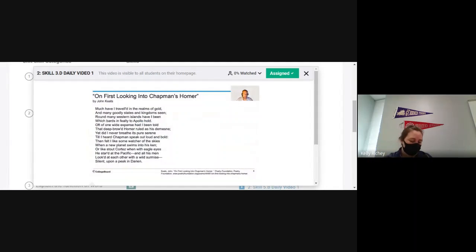Much have I traveled in the realms of gold, and many goodly states and kingdoms seen. Round many western islands have I been, which bards in fealty to Apollo hold. Oft of one wide expanse had I been told, that deep-browed Homer ruled as his demesne. Yet never did I breathe its pure serene, till I heard Chapman speak out loud and bold. Then felt I like some watcher of the skies when a new planet swims into his ken, or like stout Cortez when with eagle eyes he stared at the Pacific, and all his men looked at each other with a wild surmise, silent upon a peak in Darien.